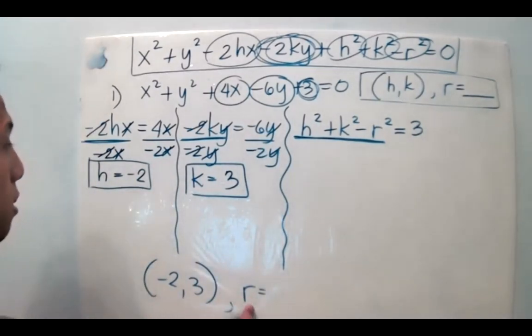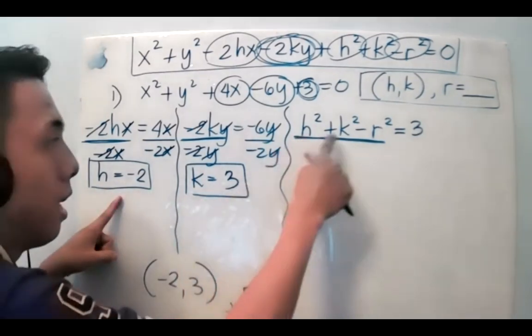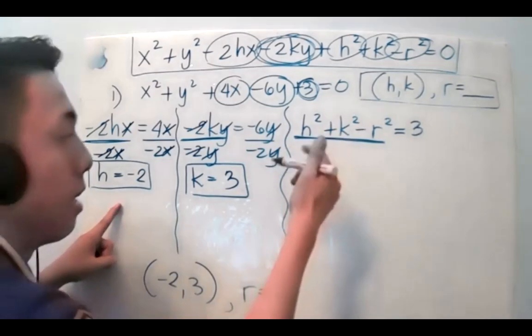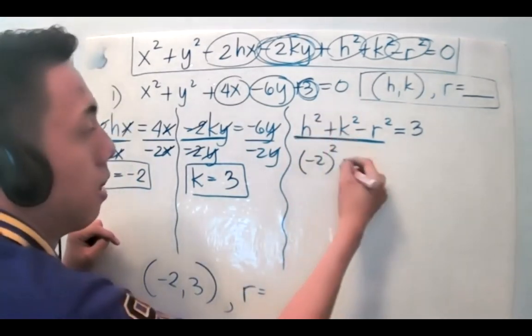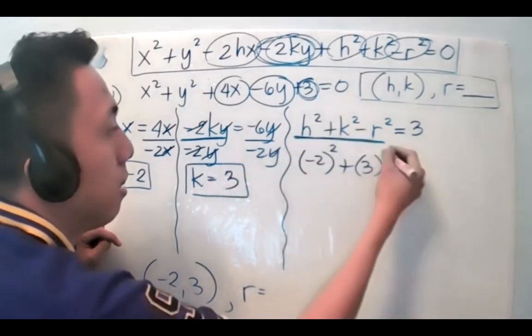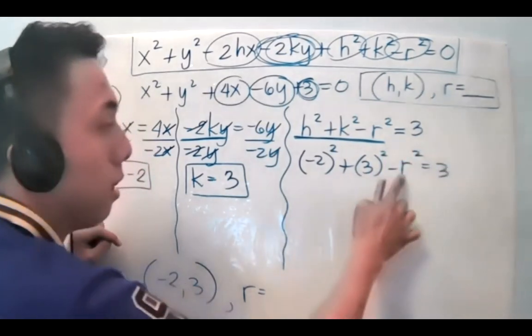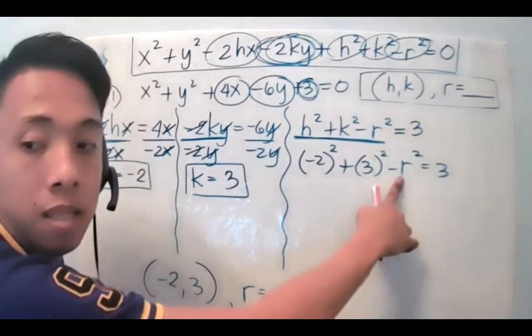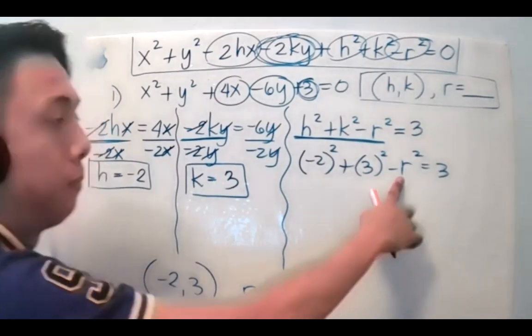Hanapin na naman natin si radius. Since we have h and k, we will just put their values here. Ang h natin is negative 2 squared, plus ang k natin is 3 squared, minus r squared equals 3. This one is missing. Tama? Kaya wala pa tayong number na nandyan kasi hanapin natin siya.